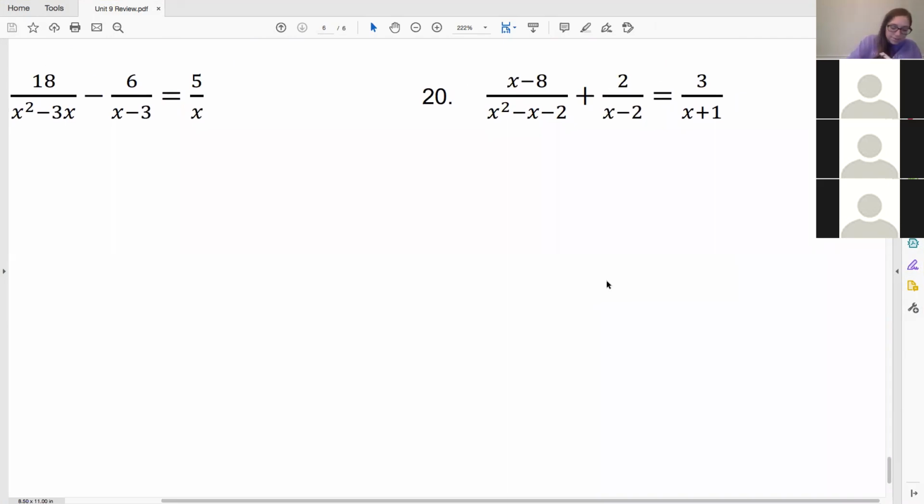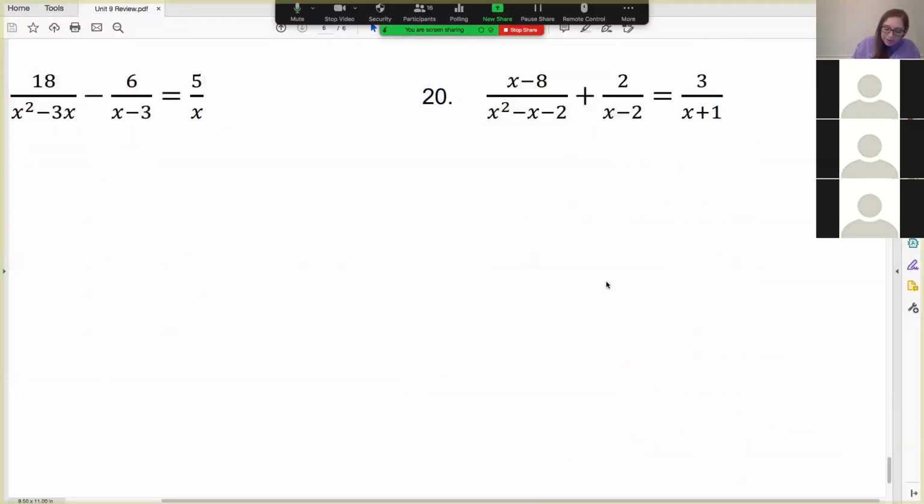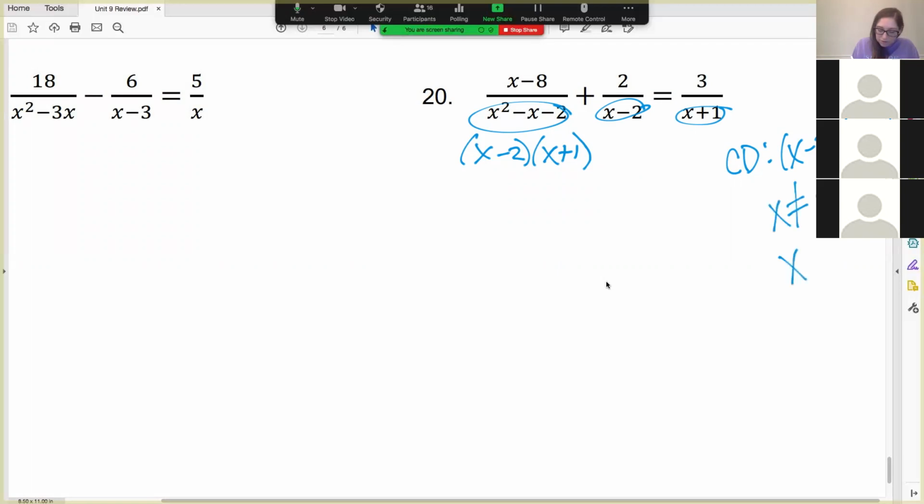Okay, number 20, I'm first going to factor this fraction to be x minus 2, x plus 1. And then I need to find my common denominator, which would end up being x minus 2, x plus 1. And then I need to figure out what my domain restrictions are. So x does not equal 2, x does not equal -1.